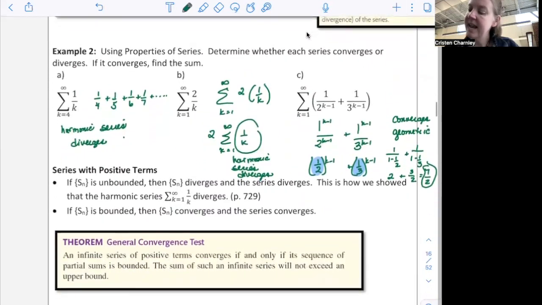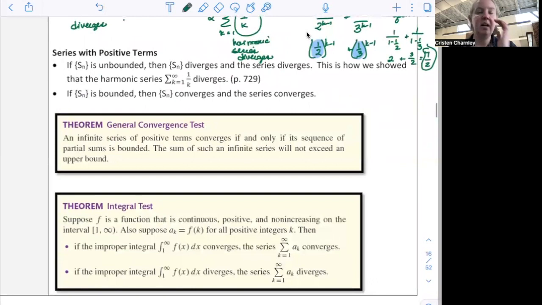Now, series with positive terms. It means that you don't have any negative signs. I know that seems kind of obvious, but later on we'll have something with alternating terms where they're positive and negative. So right now it's important to establish positive terms. If that sequence of partial sums is unbounded, then the series diverges. This is how we show the harmonic series diverges, and that's in your textbook. If that sequence is bounded, then the series converges. That S, I should say, is a sequence instead of a series.